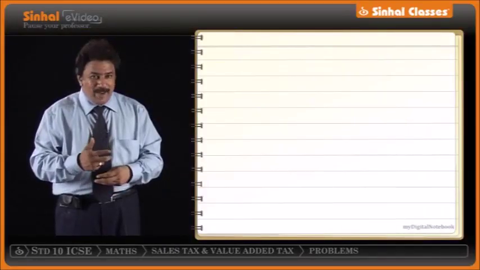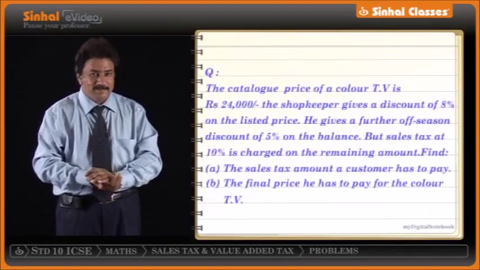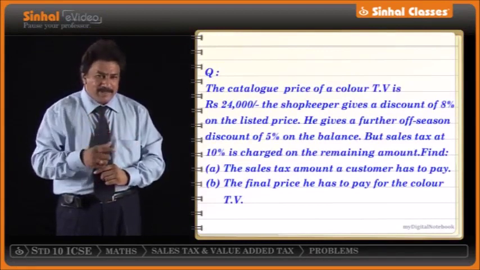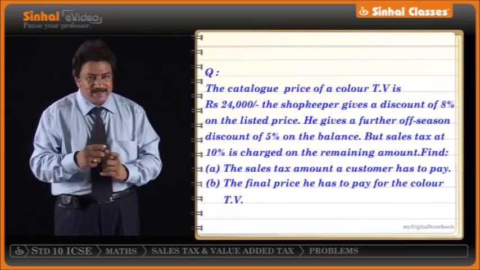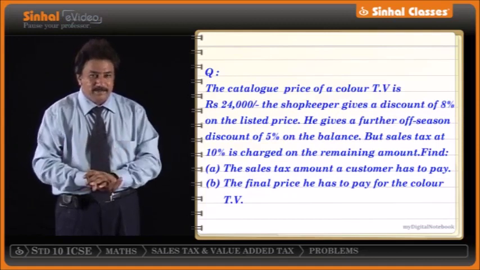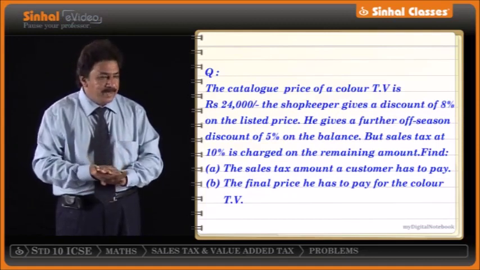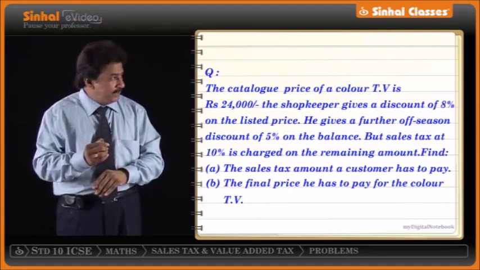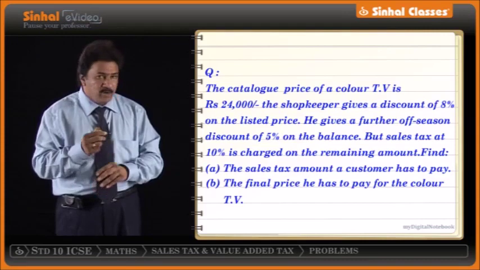The next problem which we have is as follows. The catalog price of a TV set is rupees 24,000. What do you mean by catalog price? Mark price, list price, catalog price, all these are the same thing. The shopkeeper gives a discount of 8% on the listed price.